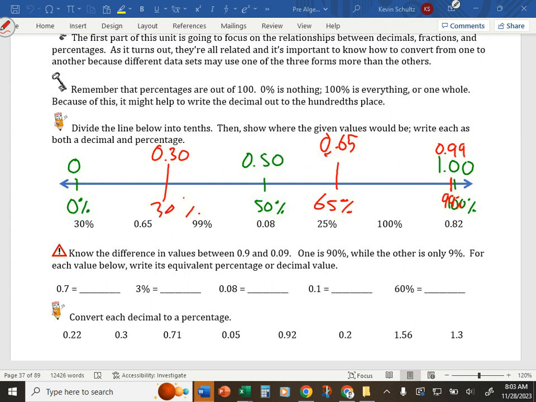0.08. Where's that going to go? 0.08. Amelia.